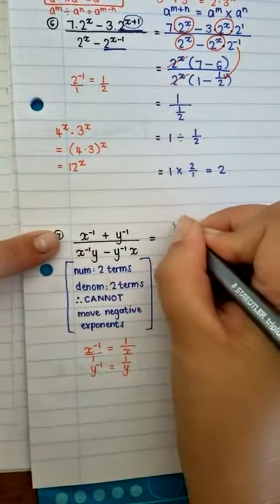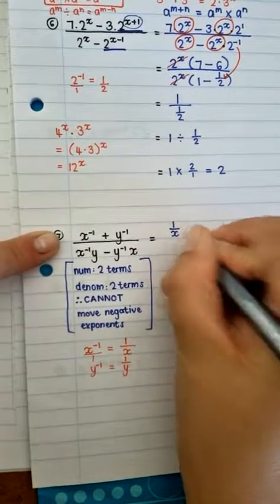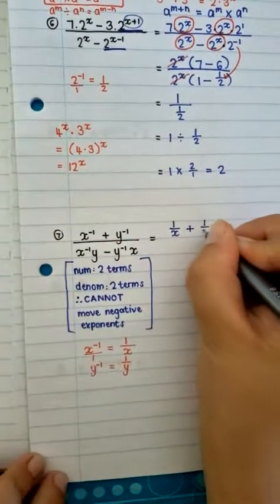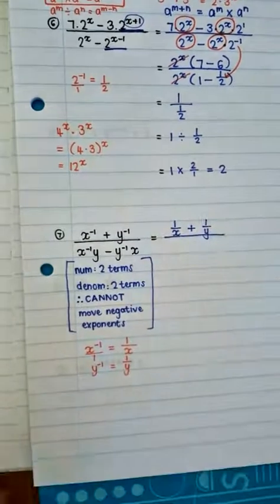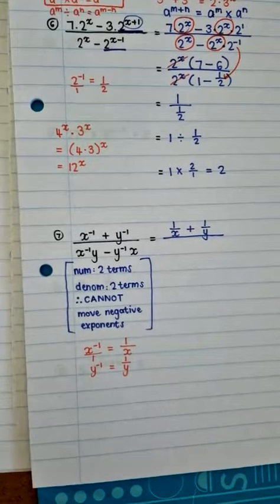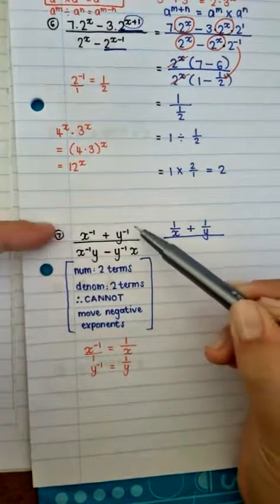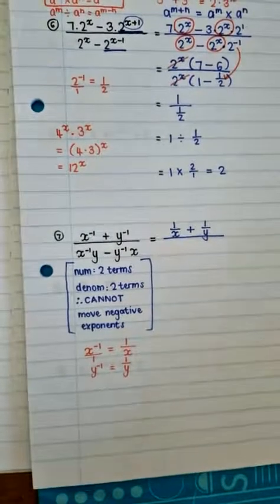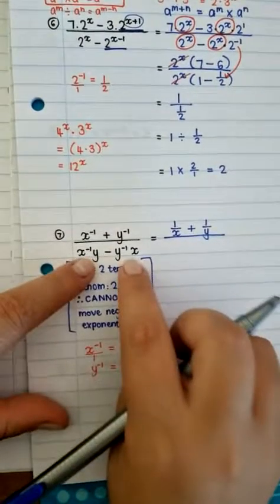In the numerator, I'm going to write x to the negative 1 as 1 over x, plus y to the negative 1, I'm going to write as 1 over y. So note that I have changed the exponents to positive, right? They were negative exponents. I've changed those exponents to positive, but I didn't move them to the bottom of the whole fraction because I'm not allowed to, because I have more than one term. Okay, now we're going to do the same thing here.